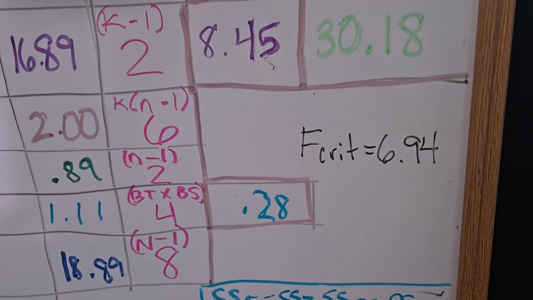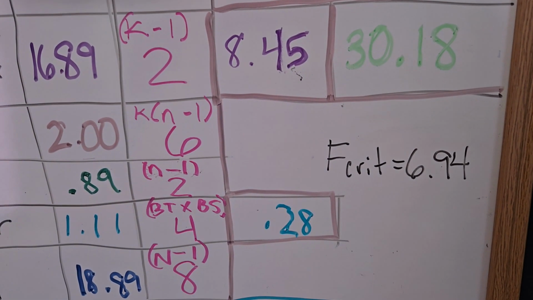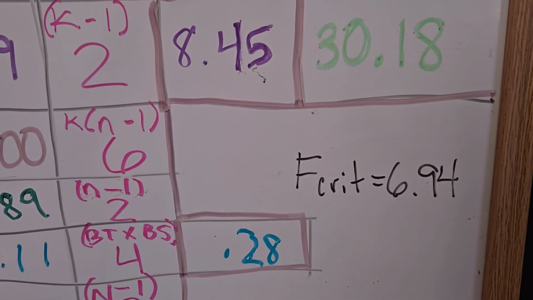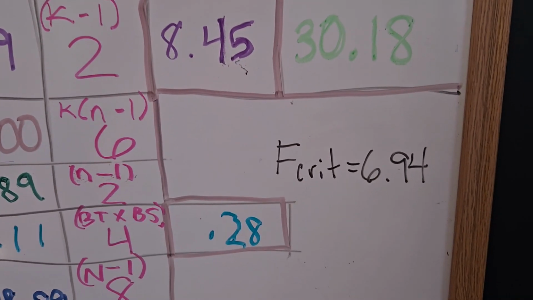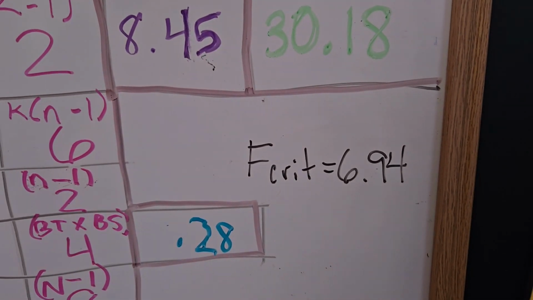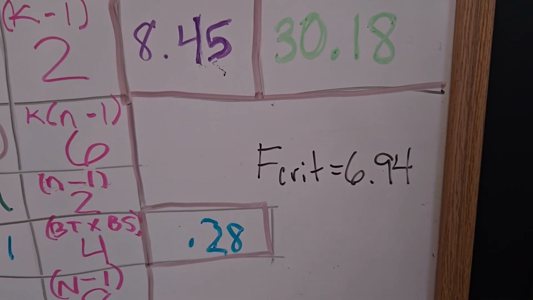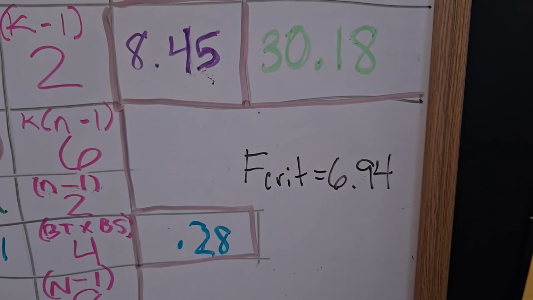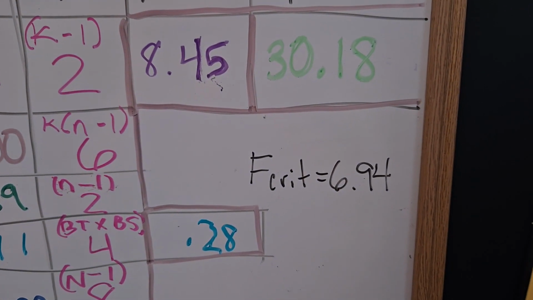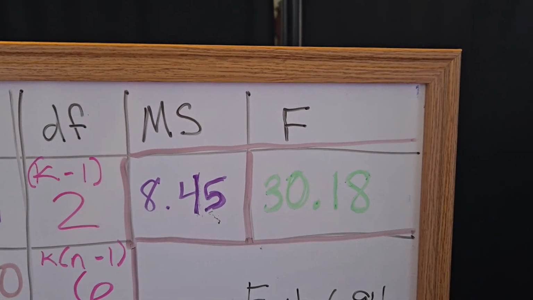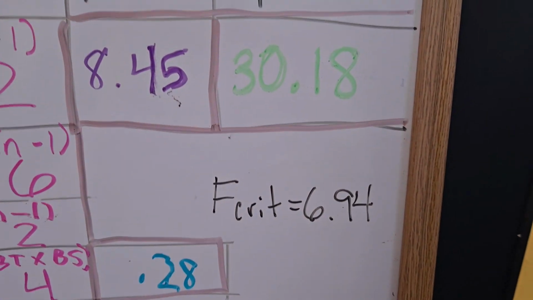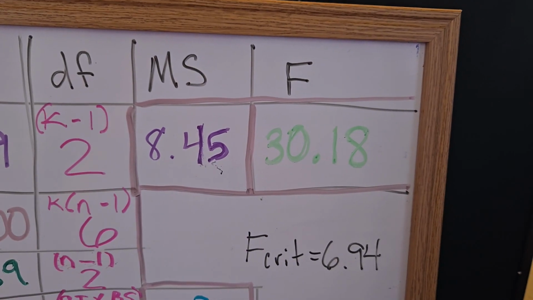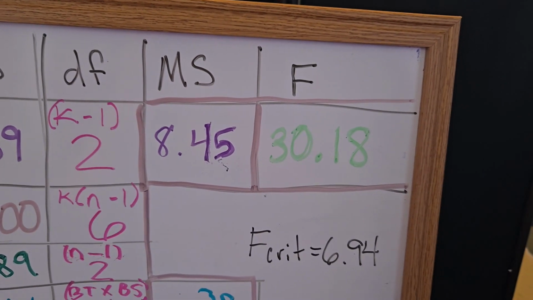That 6.94 is what we call our critical F, our critical value for F. Sometimes we abbreviate it with F with the subscript crit. So the F crit is 6.94. What does that mean? You need to get an F ratio of at least 6.94 for it to be considered significant with alpha set to 0.05. Our F ratio was 30.18, which is higher than 6.94, which means it is statistically significant. Yay! How would we write that in APA format?